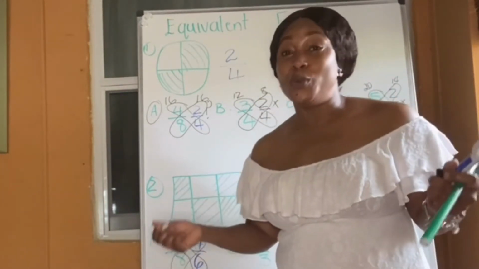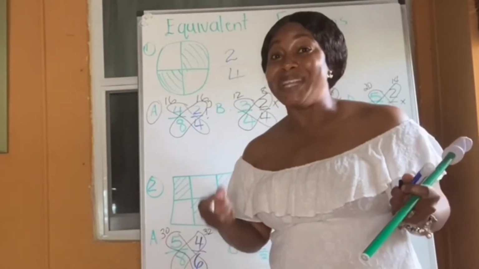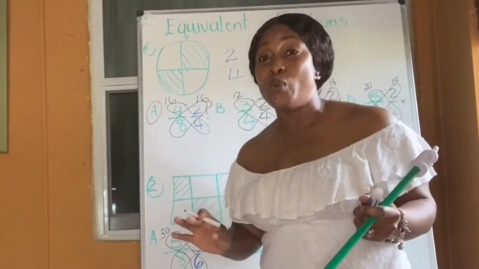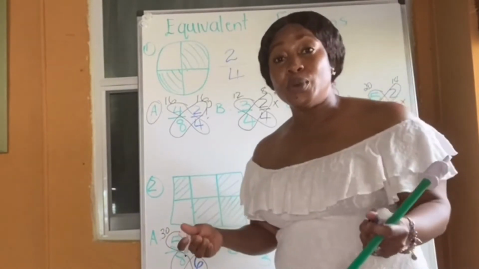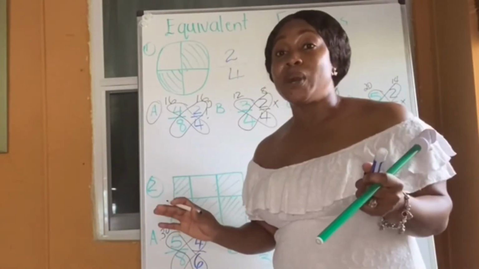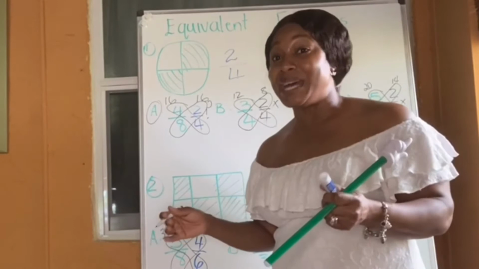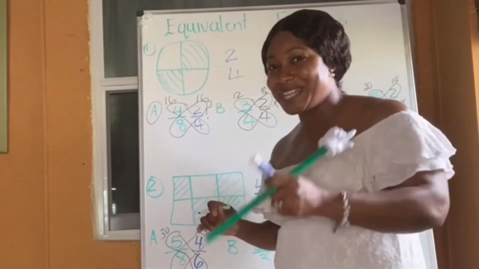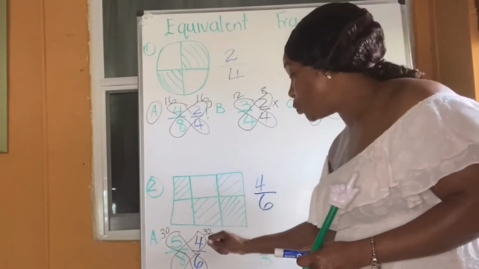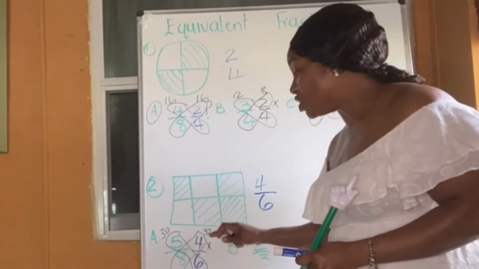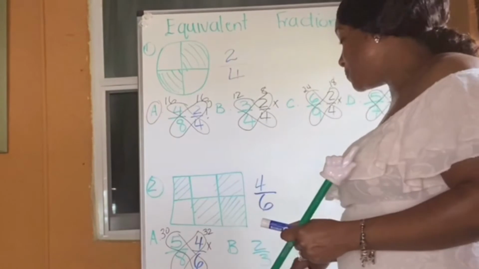Remember, if you don't know your tables, you can skip count. So don't worry about me doing it so fast or automatic. If you don't know the times tables, just go ahead and skip count. And I taught you that already. So I know you know how to do that. So we get 30 and 32. It means that 5/8 is not equivalent to 4/6.